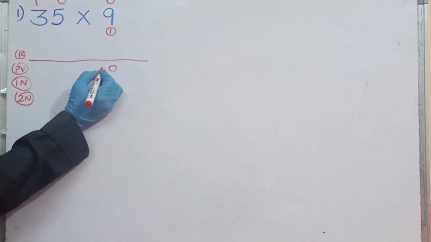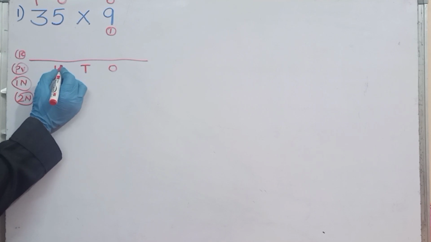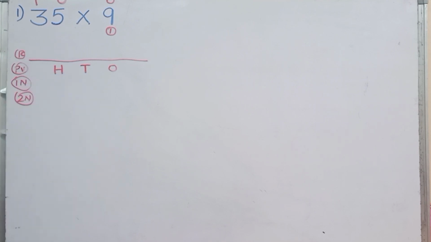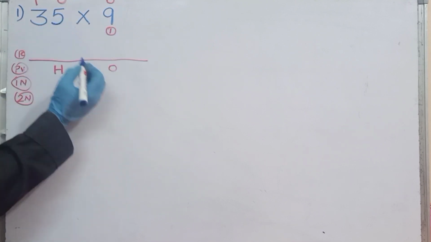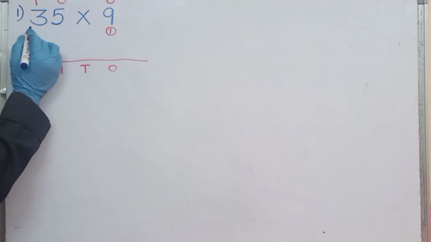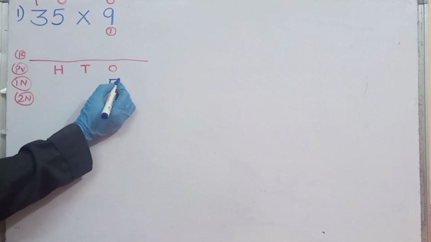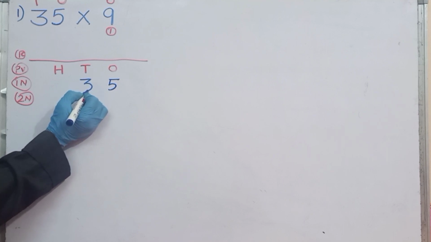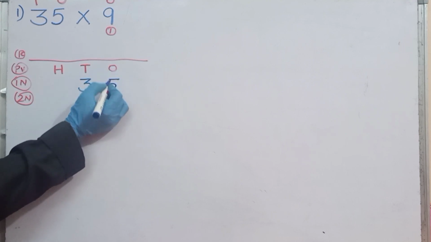Ones, tens, and one extra, I'll write hundreds place also, because I can get a hundreds place number when we multiply these two things. Okay, now I'll copy the question. First number is 35. So in ones place we have 5. In tens place I have 3. Now second number is 9. So in ones place I wrote 9.